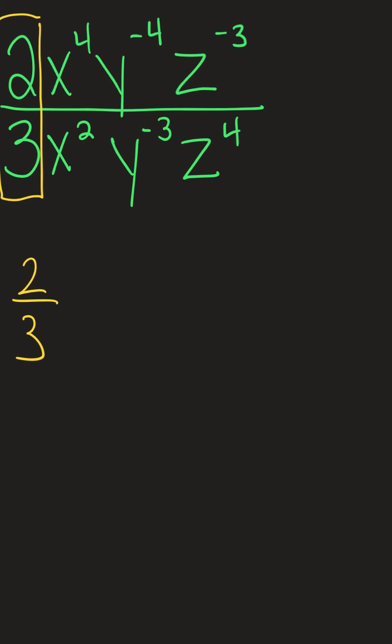And like I did in the previous example, I'm going to regroup my x's, y's, and z's all together so I can look at what I'm actually going to be doing with each of them. So I have x to the fourth over x squared, and I have y to the negative fourth over y to the negative third. And then I have z to the negative third over z to the fourth. Now, because I am dividing, I'm using the quotient rule, I am going to subtract.